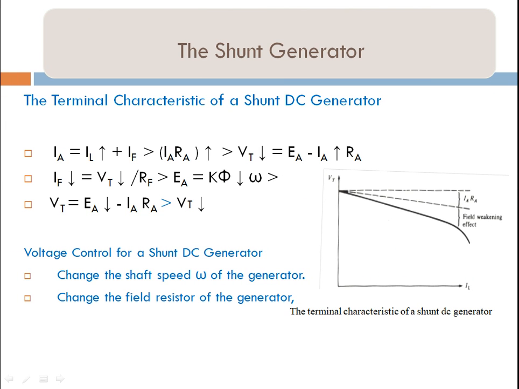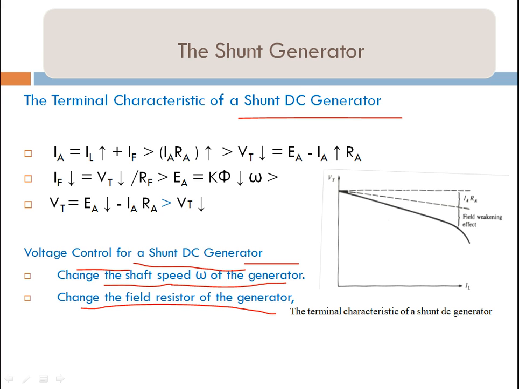Now the shunt generator terminal characteristics of a DC shunt generator. The voltage control for a shunt generator is done by changing the shaft speed omega of the generator and changing the field resistor of the generator. This is the voltage control of a shunt generator.